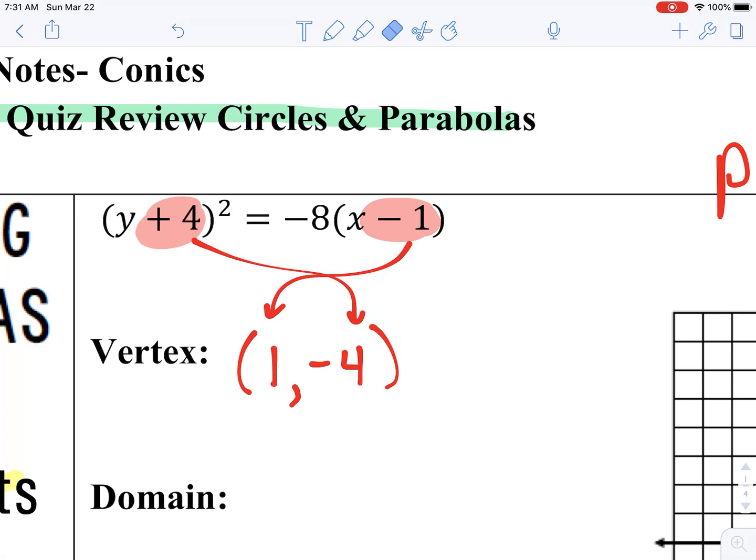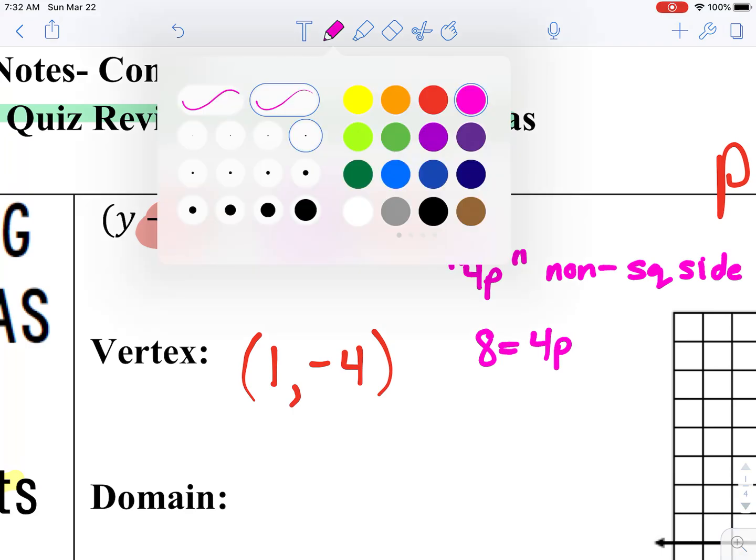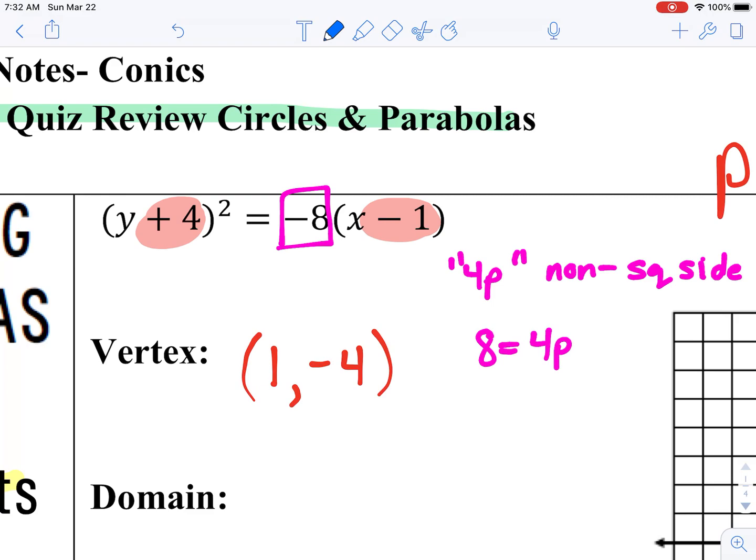Next, from here, we are going to look at the 4p value. Just as a reminder, how do you know when it is an a value versus a 4p? Remember, a 4p is on the non-squared side. And since this is on the non-squared side, we take that 8 and we set it equal to 4p. Remember, we do not need to worry about the negative. The negative has to do with direction, which we'll talk about next. If we solve for p, our p is 2.